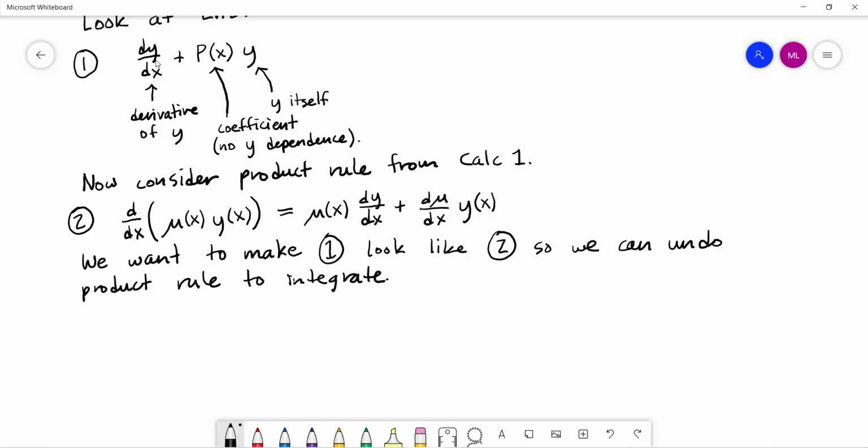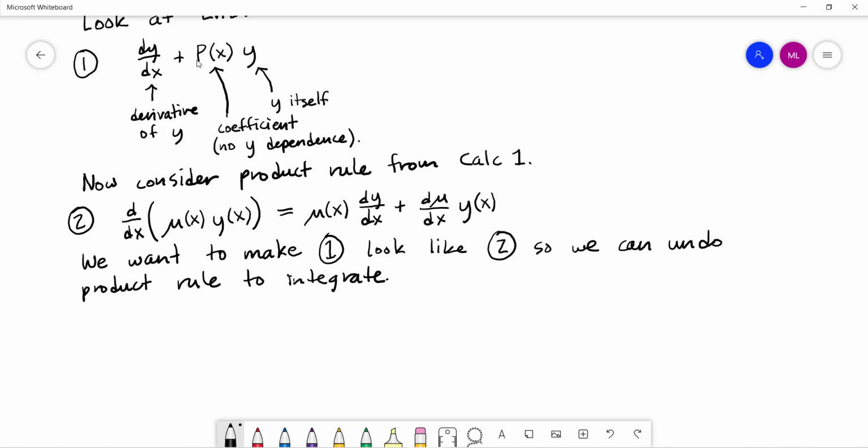The first term here is dy dx with a coefficient of 1. The first term here is dy dx with a coefficient of mu. How do I make this coefficient mu? Well, I must need to multiply this whole thing by mu. I can't just modify this one term. Whatever I do, I need to do to the whole side so that we can preserve our rules of algebra. So I'm going to just take this top equation and I'm going to multiply the whole thing by a mu of x so that it makes it look exactly the same.